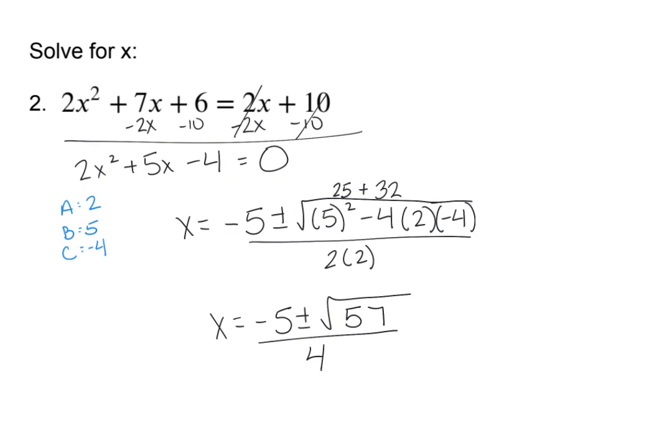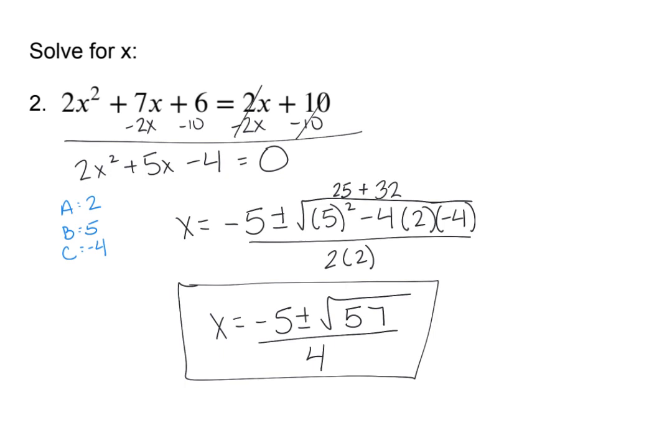Before we say we're done, we're going to look at this and decide, can I simplify some more here? The square root of 57, can we reduce or simplify that? Can we pull a perfect square out of here? I don't think so. So I think that bit's done. Can you reduce? Is there a GCF that you could pull out and reduce with the 4? Nope, I don't think so. So this guy is all done.